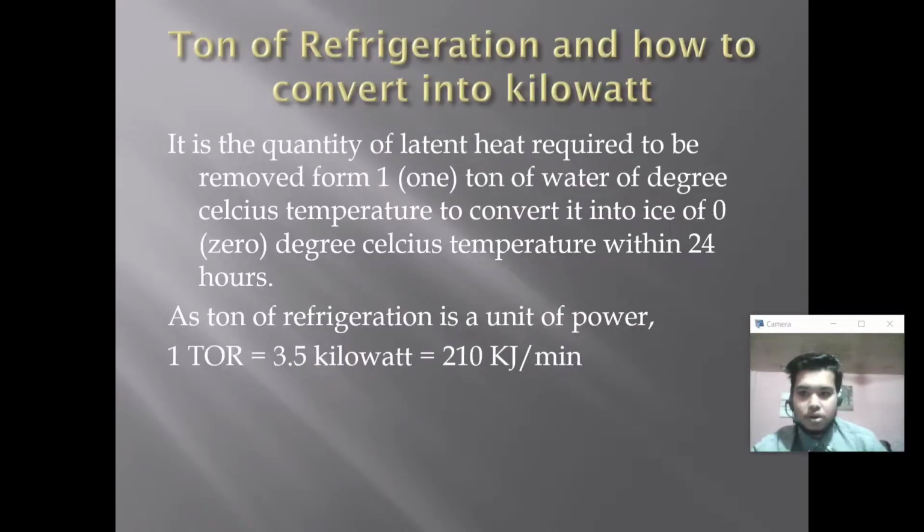Next slide. Tons of refrigeration and how to convert into kilowatt. It is the quantity of latent heat required to be removed from 1 ton of water of 0 degree Celsius temperature to convert it into ice of 0 degree Celsius temperature within 24 hours. Ton of refrigeration is a unit of power: 1 ton equals 3.5 kilowatt equals 210 kg per minute.